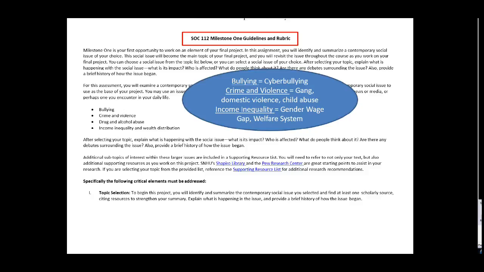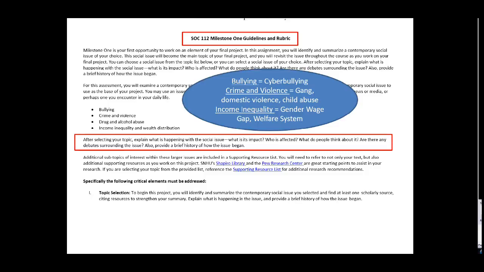Maybe something that has to do with health care, or something that I said in the post, the National School Lunch Program, maybe housing, clothing, food, all of those things. Something specific to that particular issue that you want to research.